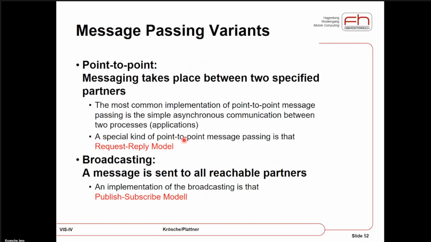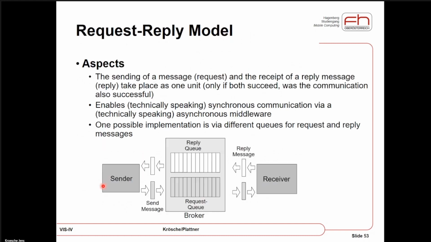Of course, there are different message passing variants. We can have a point-to-point mechanism where we have two distinct specified partners who want to exchange messages, so a request-reply model. A client issues a request and gets a reply from the server. Or we have something like broadcasting, where we have a message that needs to go to multiple other elements that are involved. And of course, we can have a request-reply model with different queues involved, or we can have different receivers.